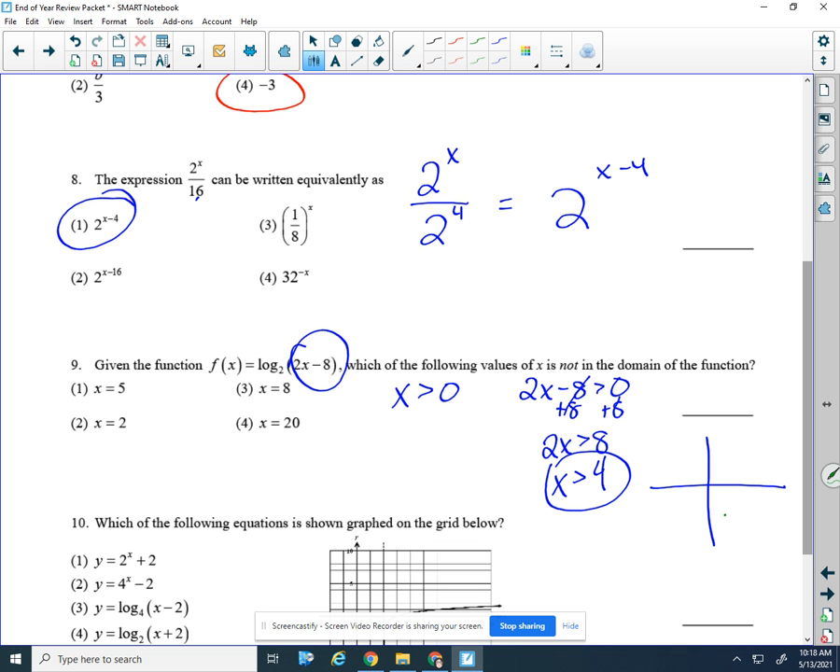So if I graphed this, this is what it would look like. And right here, this is about 4. So they want to know what is not in the domain. So that means everything that's not greater than 4. Oof, that's a tricky one. x is equal to 2. You could also look on tables and see where you get an error.